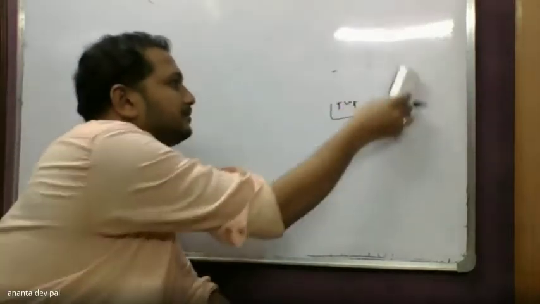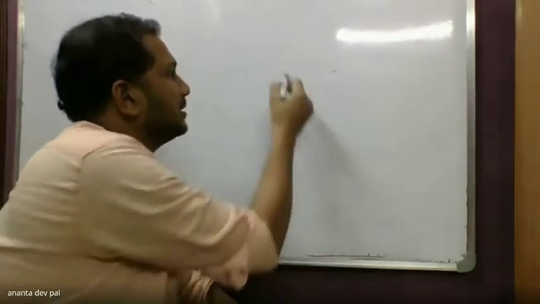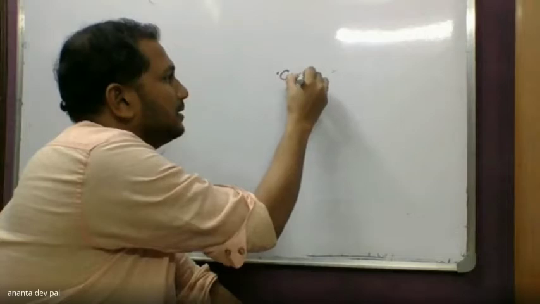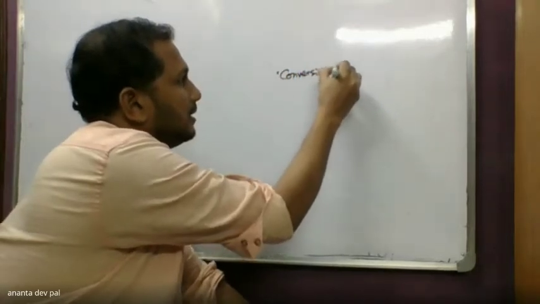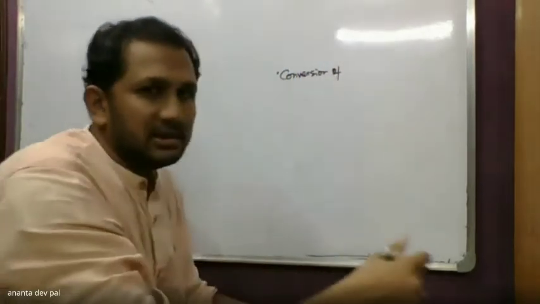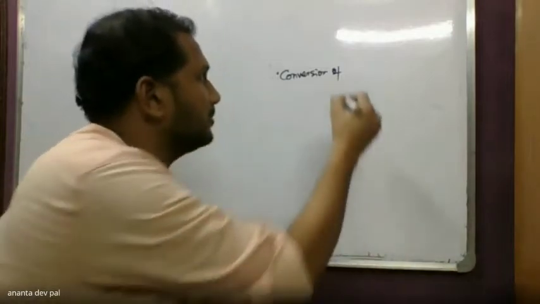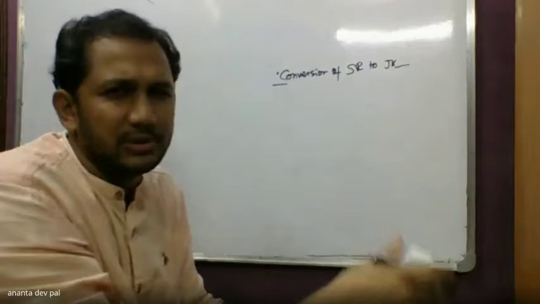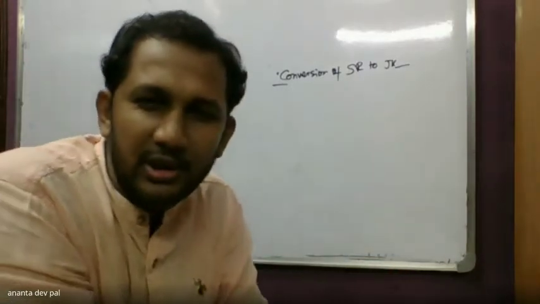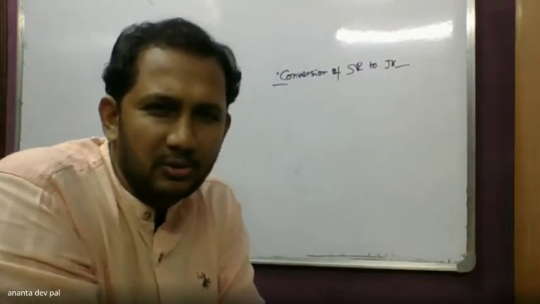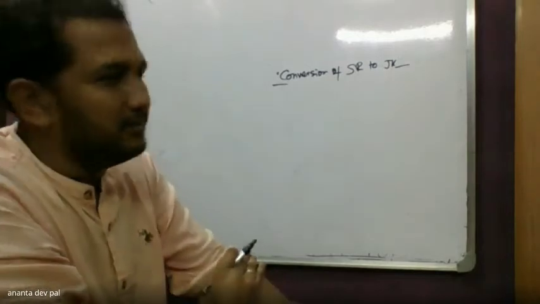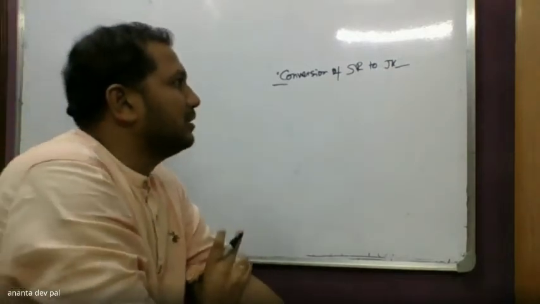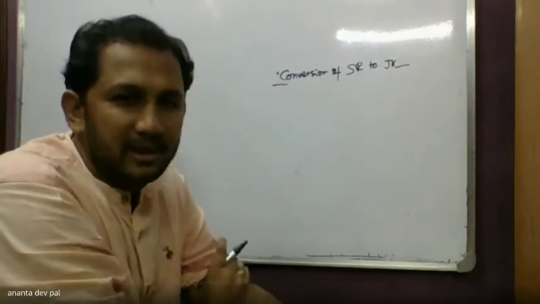Now the example, conversion of SR to JK. From conversion of SR to JK, we can design SR to JK, JK to SR, D to SR, SR to D. So we can design any flip-flop to any flip-flop. These are some examples so that all of you can understand better.